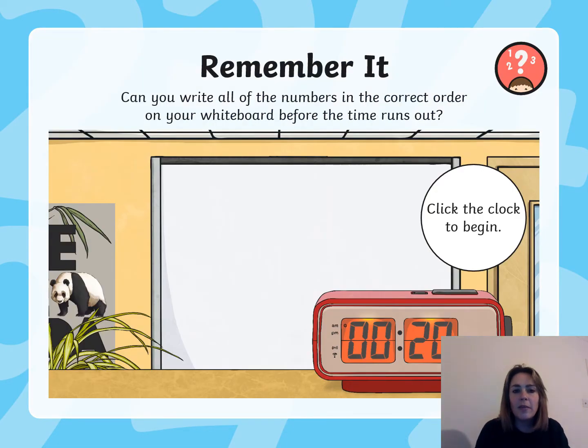So for this part of the lesson, you will need to have a pencil and a scrap piece of paper. You're going to be given some numbers as soon as you click on the timer, and you need to put them in the correct order. Remember that a minus number or a negative number looks like it has a minus sign in front of it, and they are all smaller than 0. Have a go.